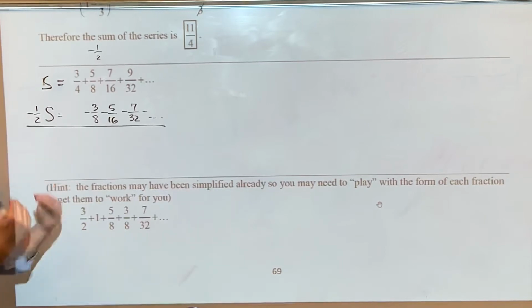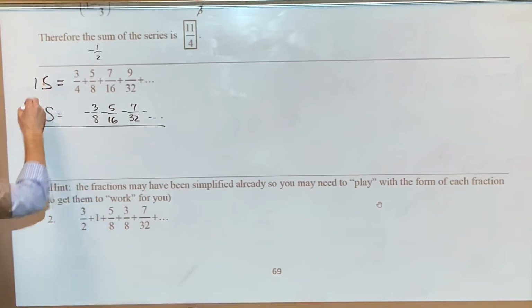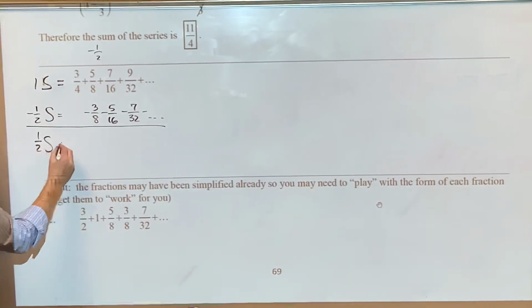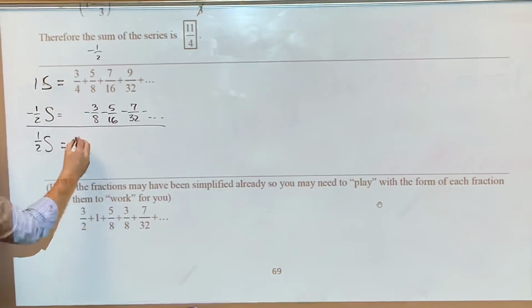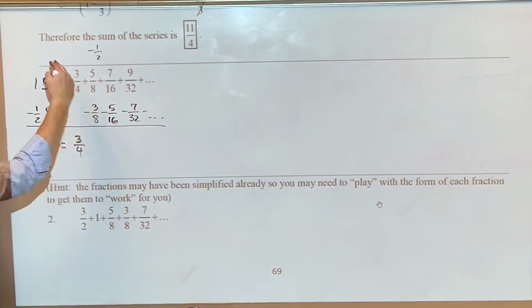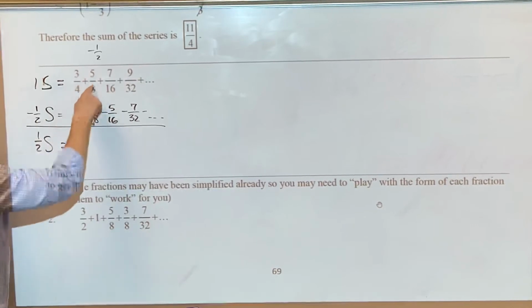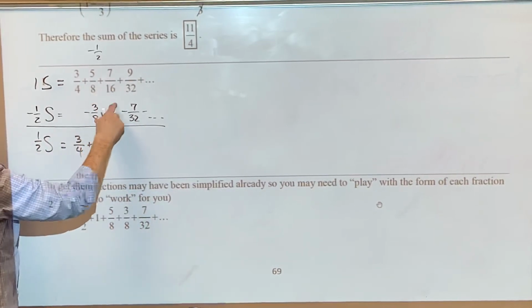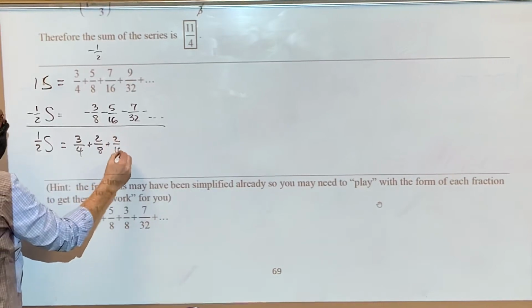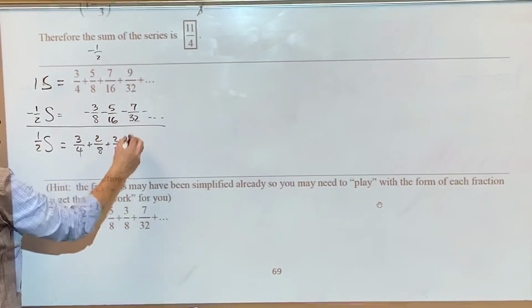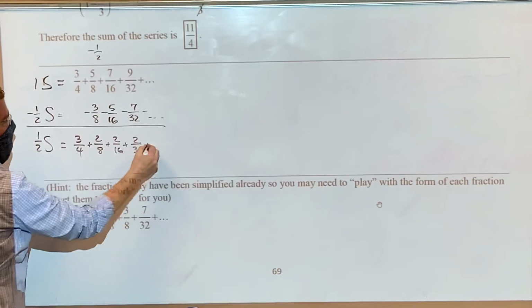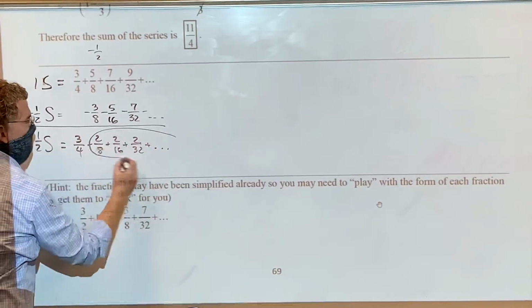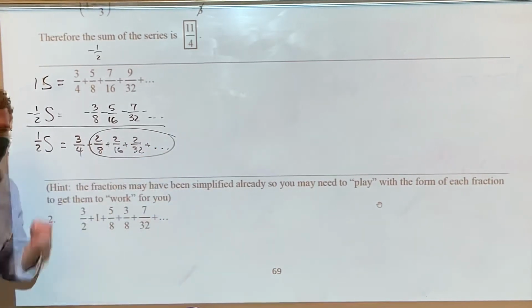When I subtract, 1S minus 1/2 S is 1/2 S. 3/4 and nothing is 3/4. And then here's where the magic should start happening. 5/8 minus 3/8 is 2/8. 7/16 minus 5/16 is 2/16. 9/32 minus 7/32 is 2/32. And if this continues, which it does, what does that form?